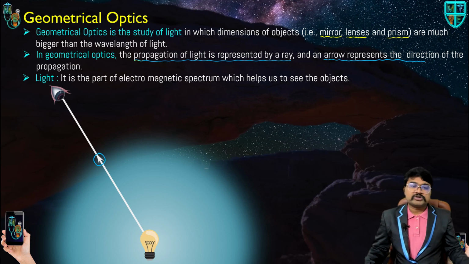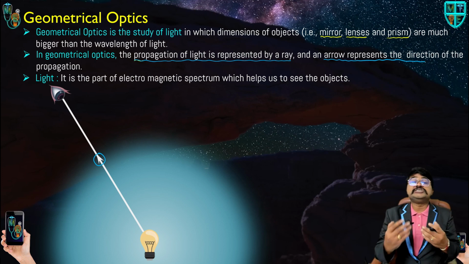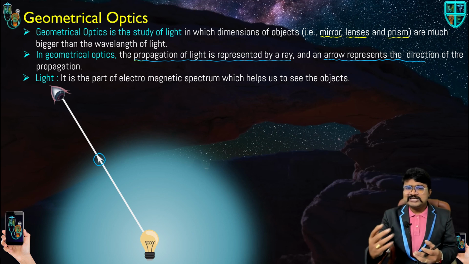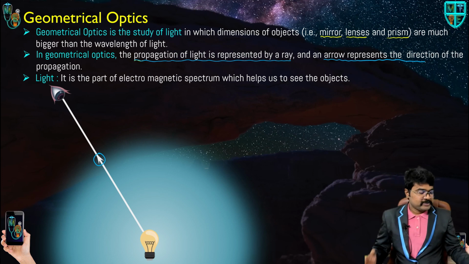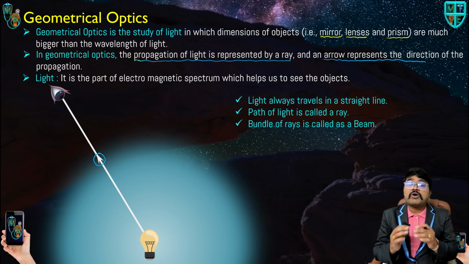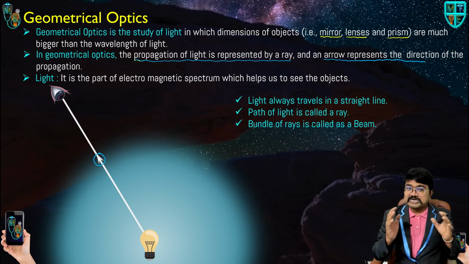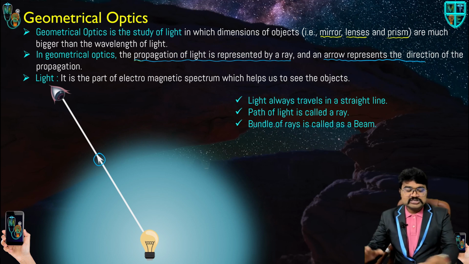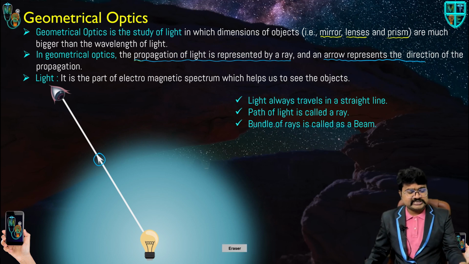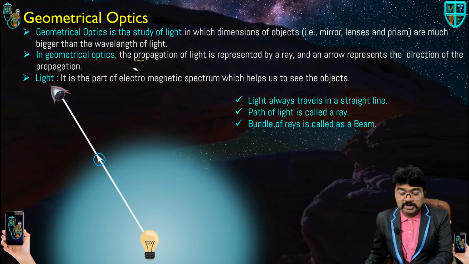One more thing I want to tell you, light is a part of the electromagnetic spectrum which helps us to see the objects. In general, light is used to see the objects. Light always travels in a straight line. The path of light is called a ray. A bundle of rays is called a beam. Understood now? So these are some fundamental definitions in geometrical optics.